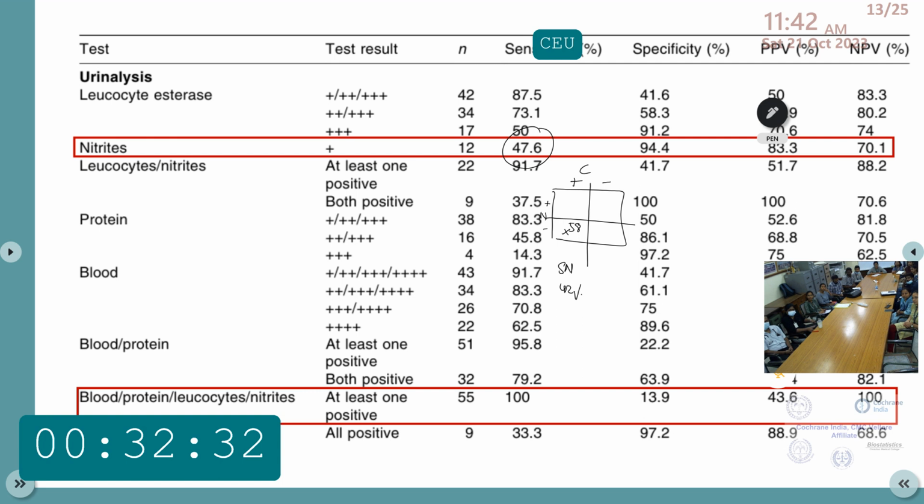Test is negative, so this is a false negative. So would you be happy with that? 58% of the time it's falsely negative. When you have UTI, it's coming negative. Specificity came as 94%. So 94% talks about this.